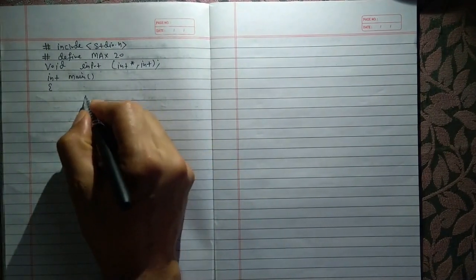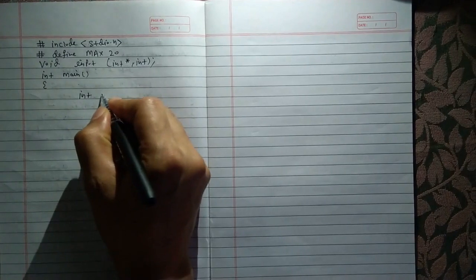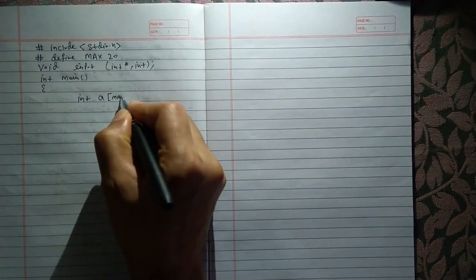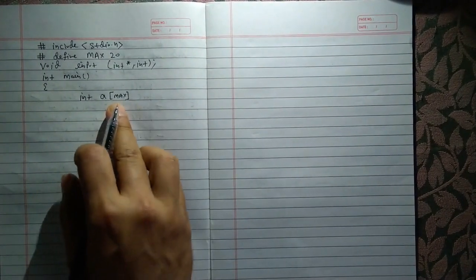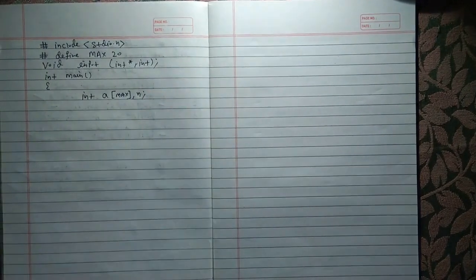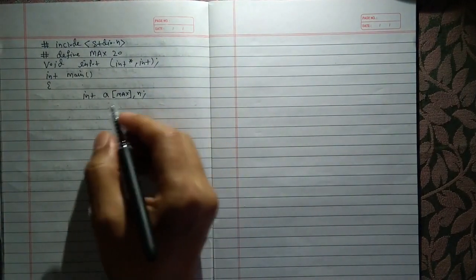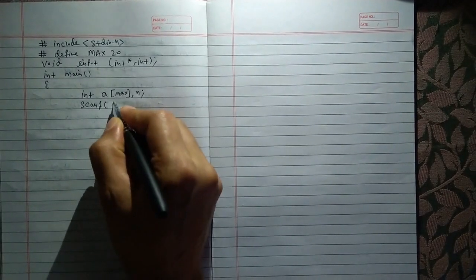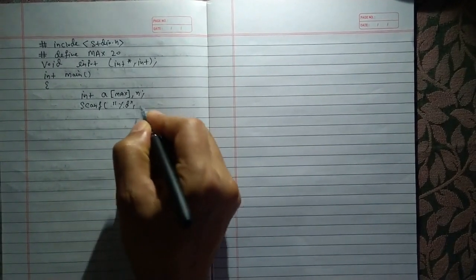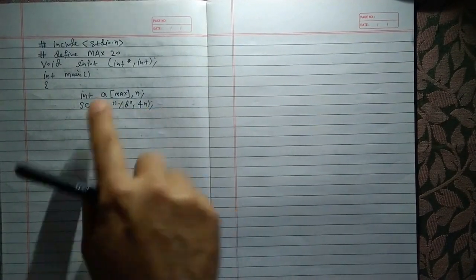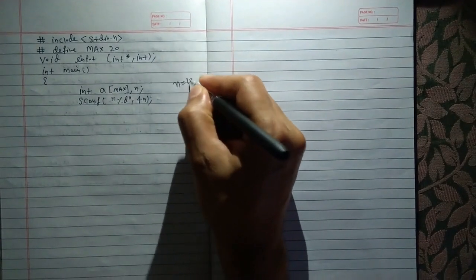Then I am using int array a, and its size is MAX, which is 20. Then I am using n. Now at first you have to enter n. scanf "%d", address of n. So you will input one value for n. Let n equal 10. Suppose n is equal to 10. You input n equal to 10.